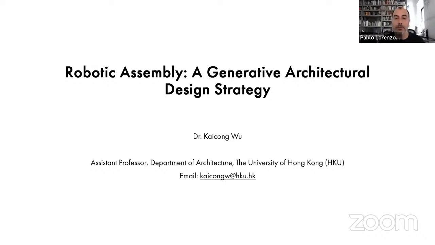Kaicong Wu is an assistant professor at the University of Hong Kong, probably you know Hong Kong University. And his lecture today is entitled Robotic Assembly, a Generative Architectural Design Strategy. The description of the lecture is as follows. Architectural assembly has been a neglected research topic within the field of computational design. Instead, manual assembly and passive fabrication processes directed by top-down controlling geometric models have attracted more attention.